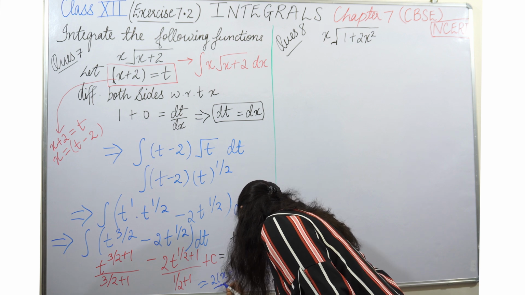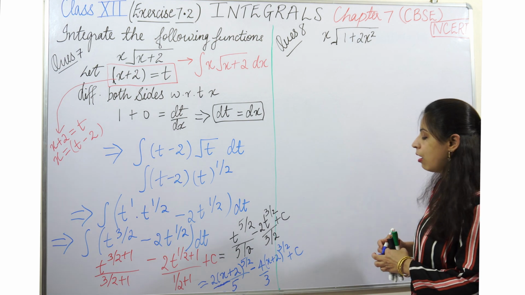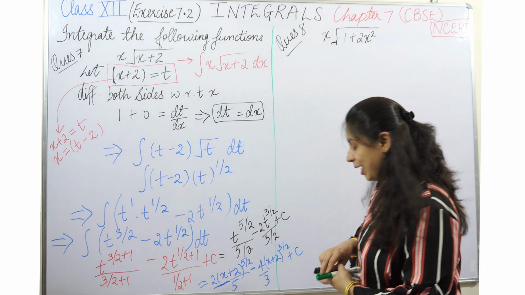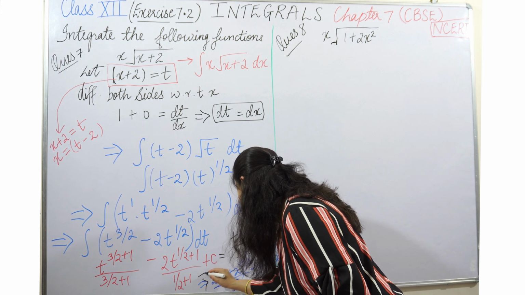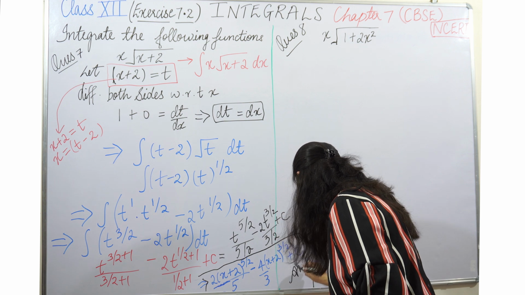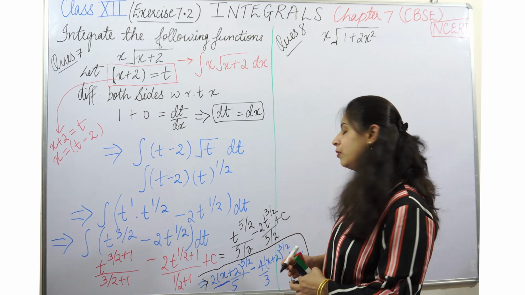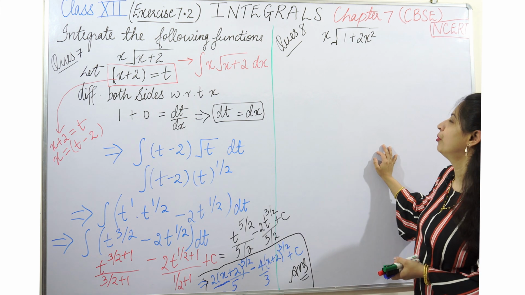2 will go up, so this will be our answer. So the main thing is the substitution. The substitution should be correct. If the substitution is correct, the answer will be automatically correct. So now let us move ahead to question number 8.